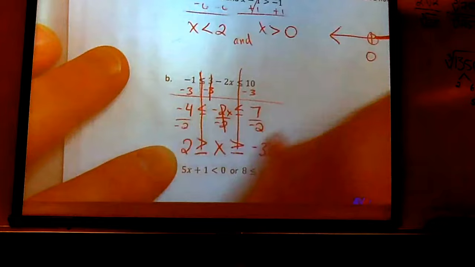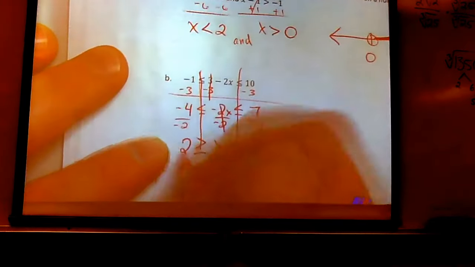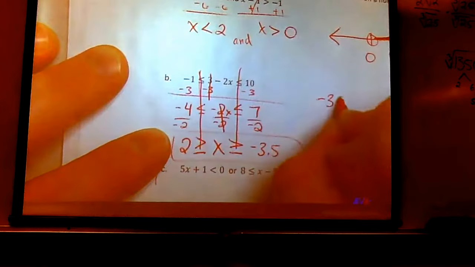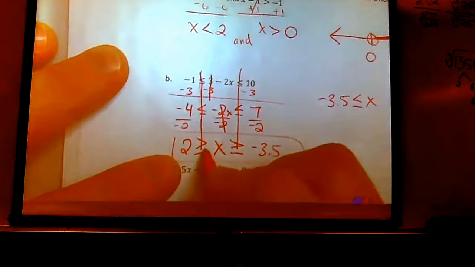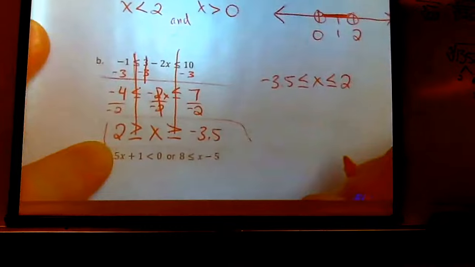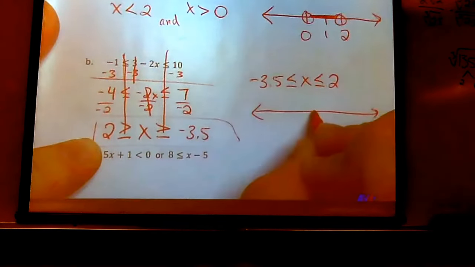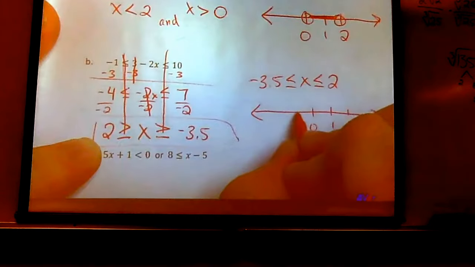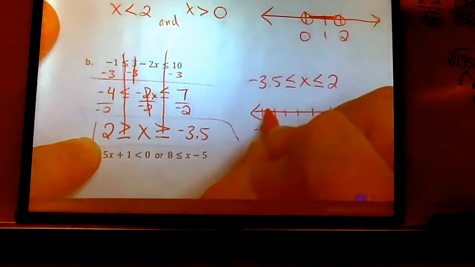You can leave it like that, or I like to write the negative one on the left. It's eating the x, so I've got to go like that. It's eating the 2, so I've got to go like that. And then graph it. 0, 1, 2, 1, 2, 3, negative 4.